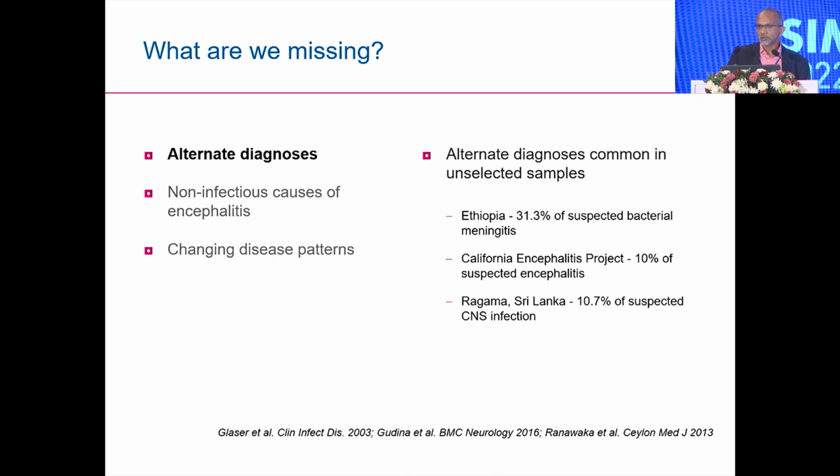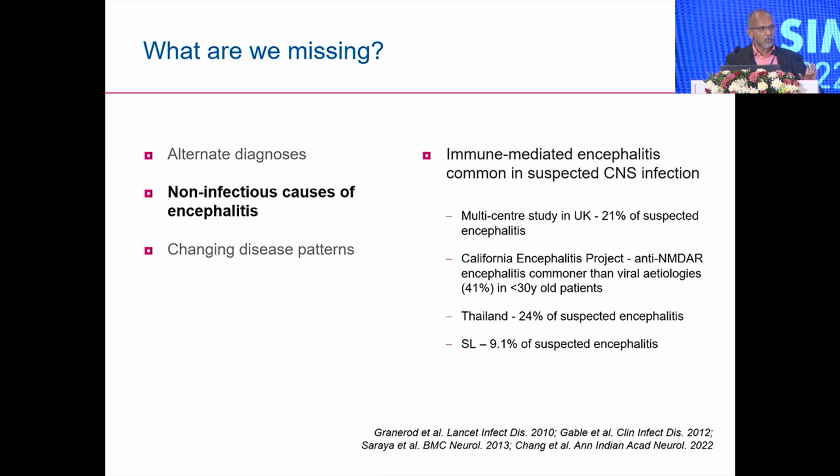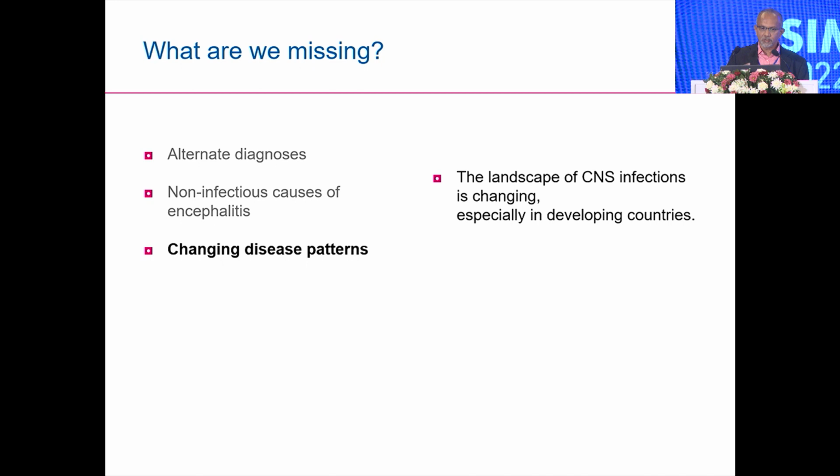So alternative diagnoses like an encephalopathy are pretty common in unselected samples. In our study, it was like 10%, pretty much similar to the California Encephalitis Project. Non-infectious causes, now we know, contribute to a fair number of suspected encephalitis cases, immune-mediated encephalitis, especially NMDA encephalitis. So roughly about 20 to 40% are believed to be due to immune encephalitis. But perhaps the most important thing is that the disease patterns are changing. The landscape of CNS infections is really changing.